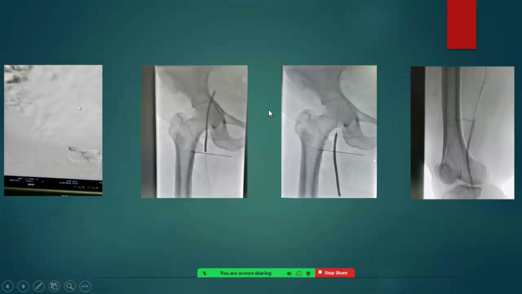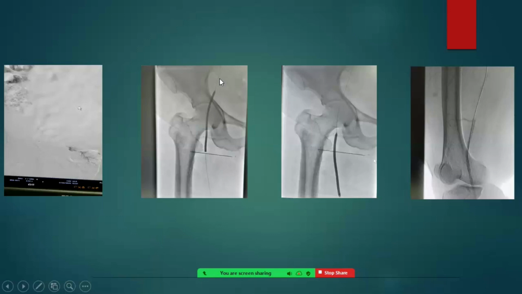We didn't take the wire into the profunda because it was already thrombosed, and we tried to negotiate the wire to the SFA under ultrasound guidance to modify the catheter. We were able to pass the wire to the SFA, but because it's very fibrotic disease, it takes a very long time to pass the guidewire into the SFA. After that, we used only a 3.5 millimeter balloon for the balloon angioplasty.